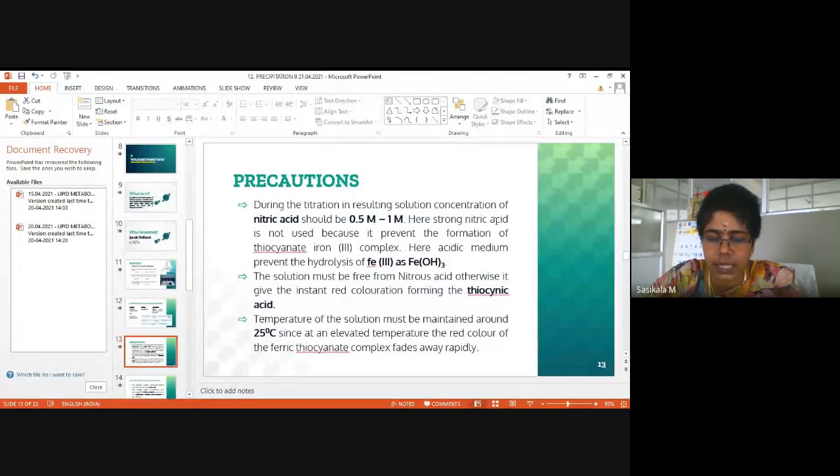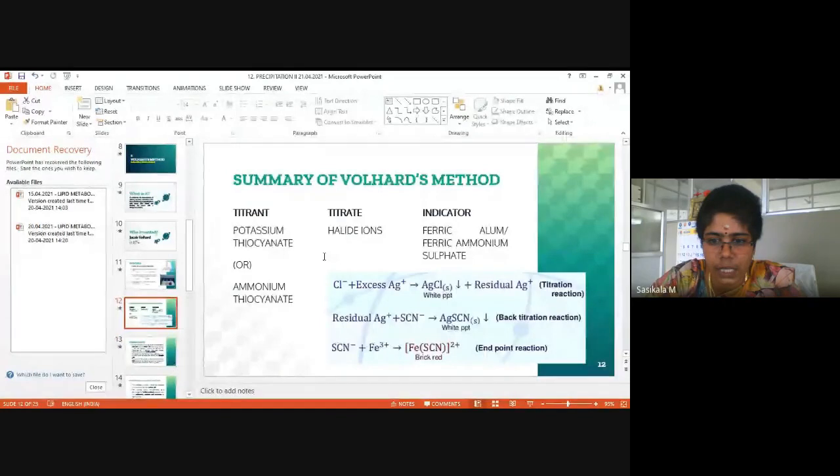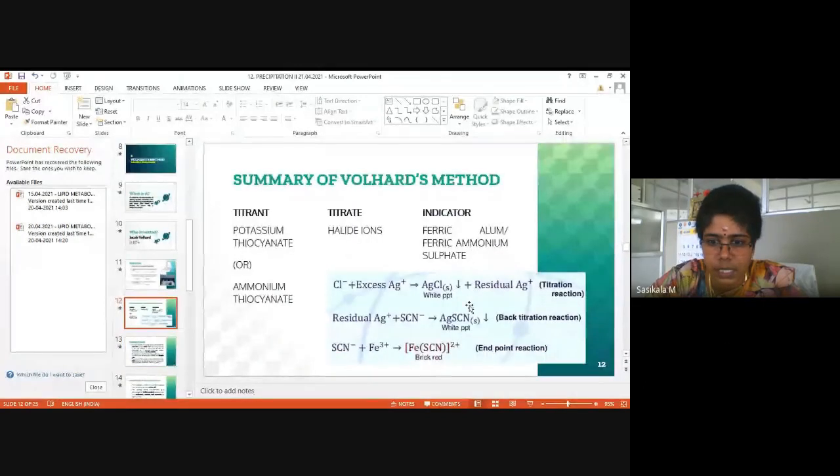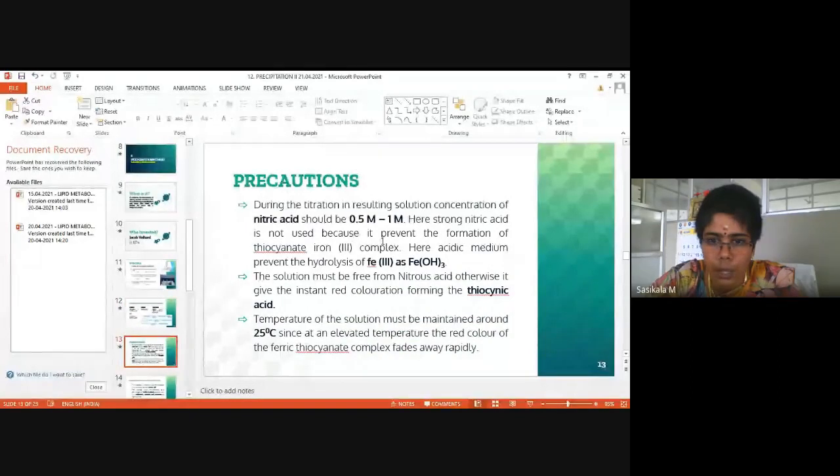Strong, concentrated nitric acid is not used because it prevents the formation of the ferric thiocyanate complex, which forms at the end point reaction. If we add concentrated nitric acid, it blocks the formation and interferes with the endpoint. To avoid that, we have to maintain the concentration between 0.5 molar to 1 molar.